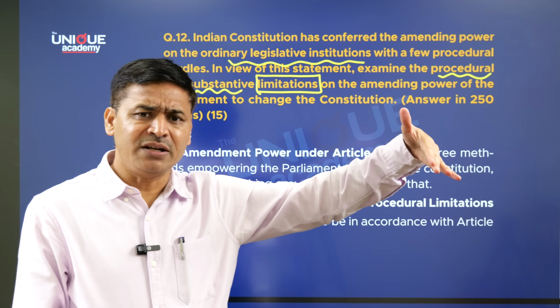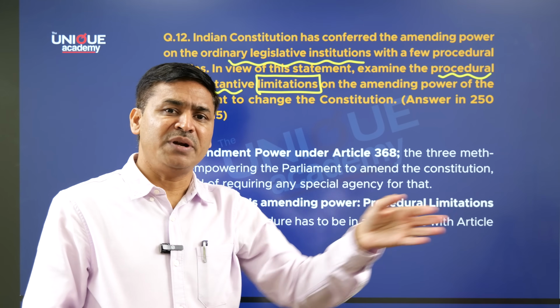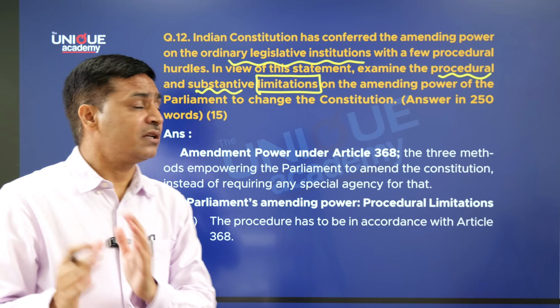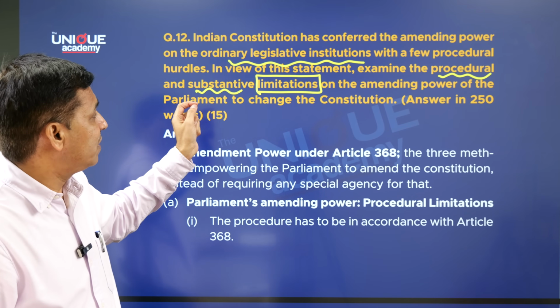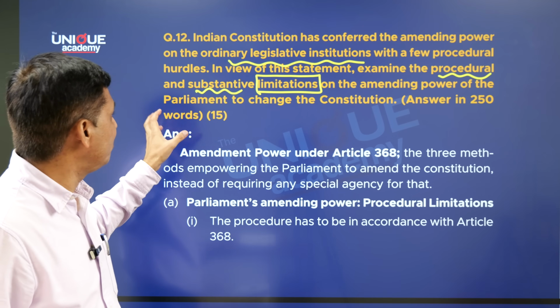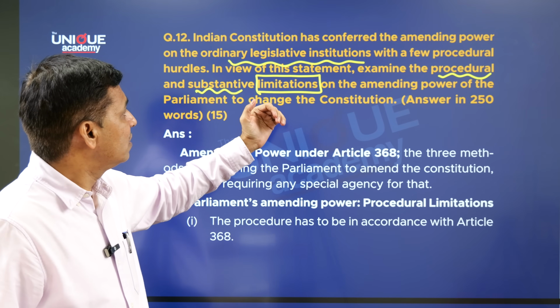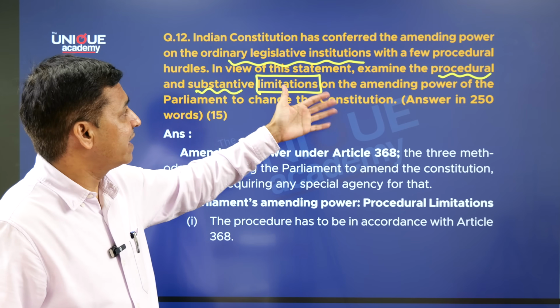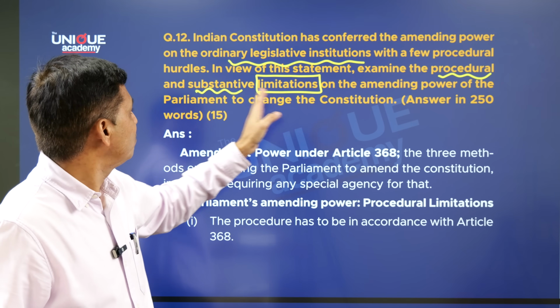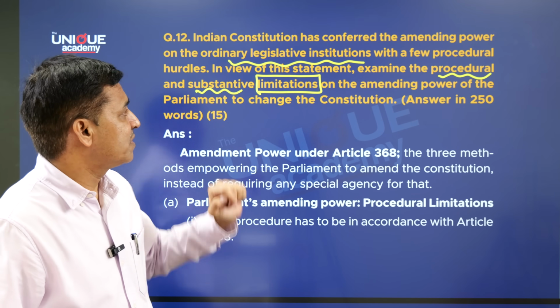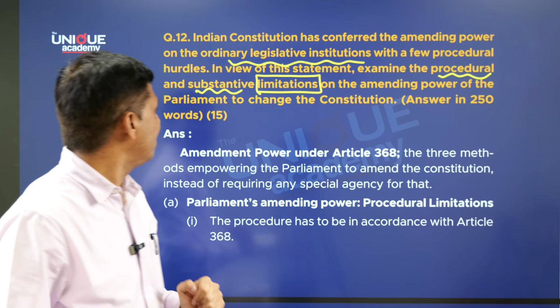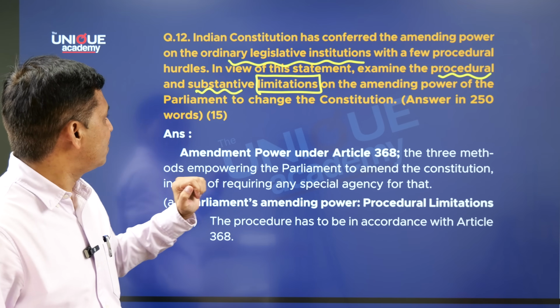So one is the parliament, but most of it is parliament to a certain extent in federal issues, in connection with federal issues, the half of the states, okay, involvement of the state. And then the subsequent part of the question seeks to explain the procedural and substantive limitations on the amending power of the Parliament to change the constitution.